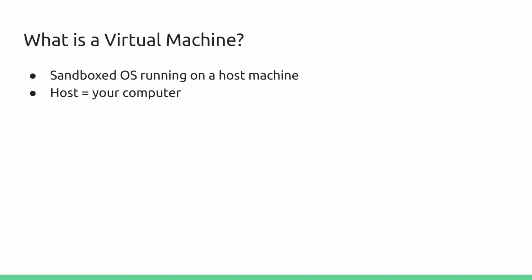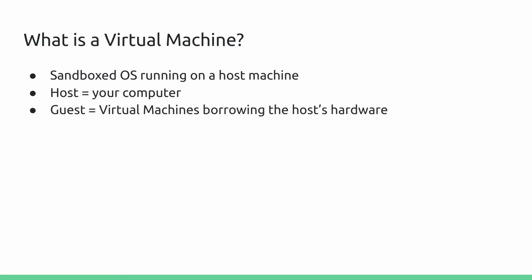Now, obviously, every operating system needs to have physical hardware to run on. But you can actually run several operating systems on one computer simultaneously using virtual machines. Because a virtual machine, or a guest as it is often referred to, is essentially just a separate operating system borrowing the host's hardware to run.